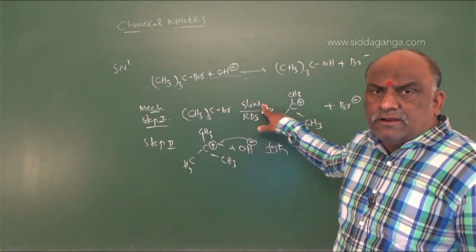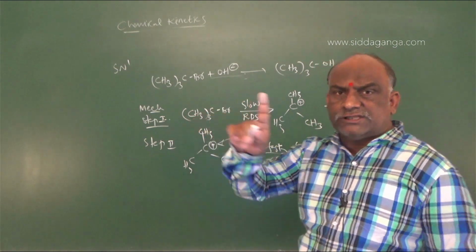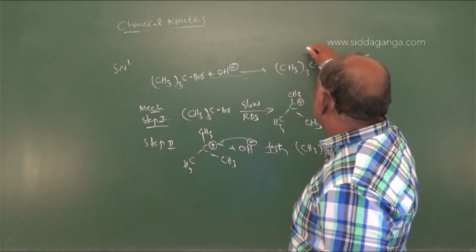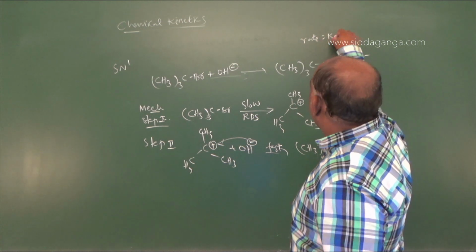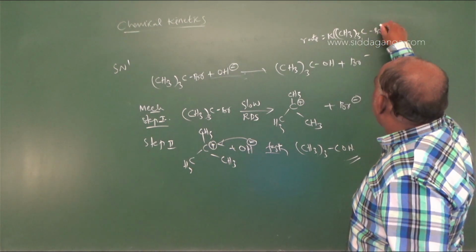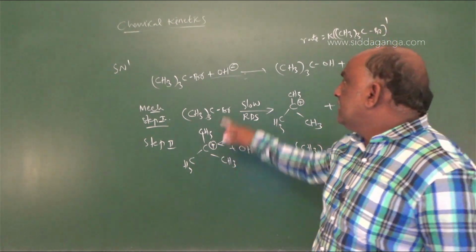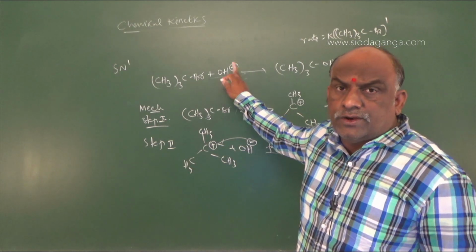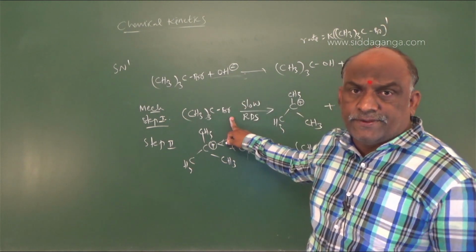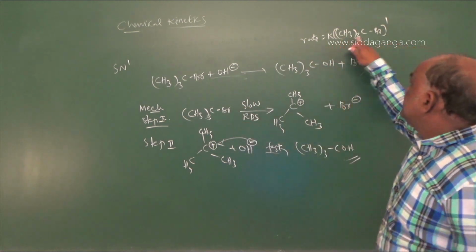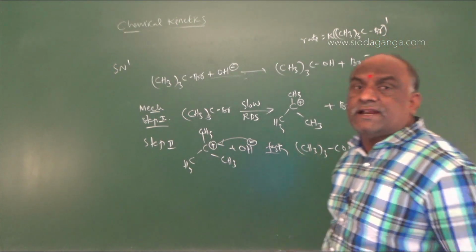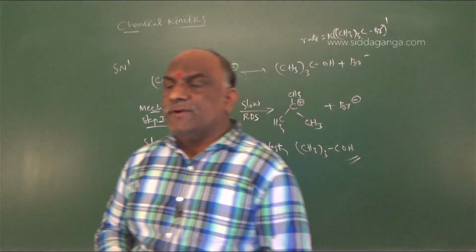In the slow reaction, the rate determination step, how many species are involved? Only one species, so it is unimolecular. What is the rate? Rate is equal to k into [(CH3)3CBr] power 1 only. Not [OH minus] power 1. I think it is clear: (CH3)3CBr power 1 only. So it is first order chemical kinetics.